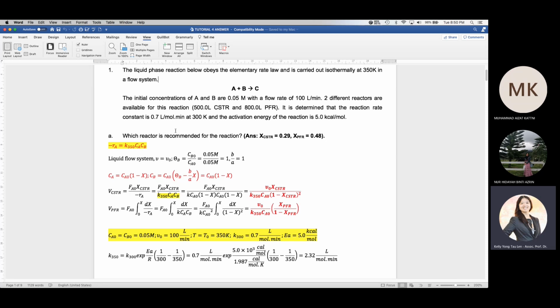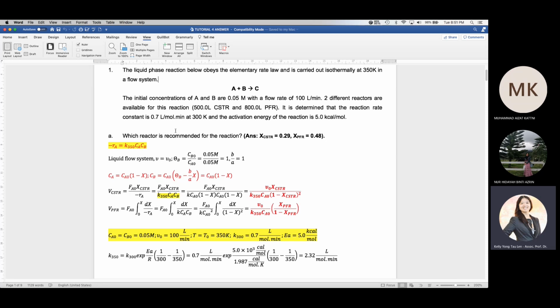Tapi if we have PFR or CSTR, flow system, dia dah berbeza. If the reactions are liquid phase, is another set of equation. Kalau gas phase, another set of equation. So you must be very very careful about this because usually part ni lah student mungkin dia terlupa, dia tak tahu, dia tak perasan yang kalau gas phase untuk PFR dengan CSTR, equation dia is entirely different equation.